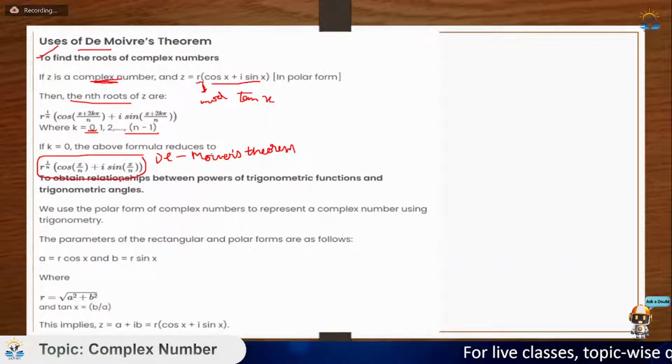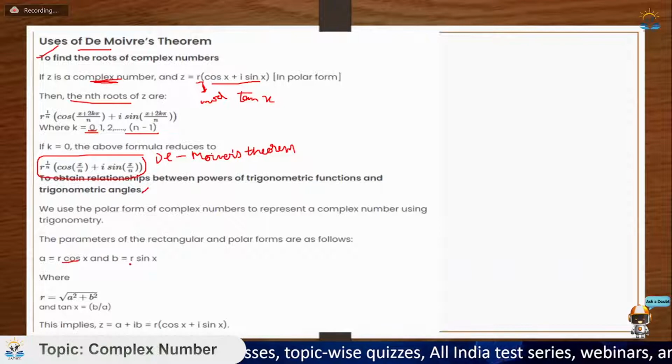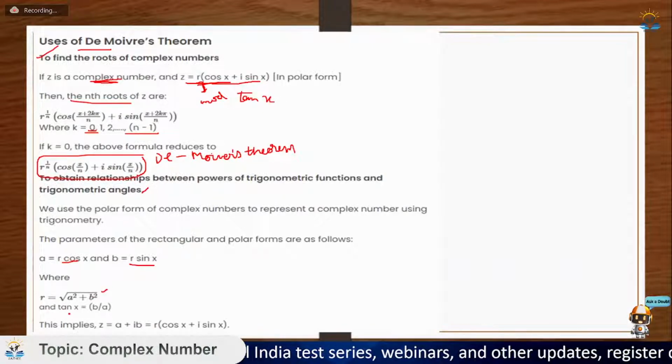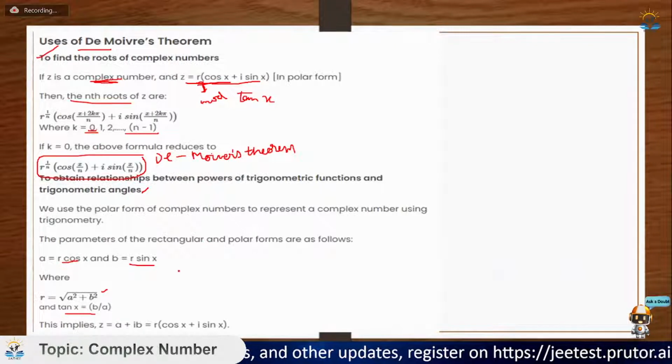Then secondly, to obtain relationships between powers of trigonometric functions and trigonometric angles. We use the polar form of complex numbers to represent a complex number using trigonometry, where let's say a is r cos x and b is r sin x. So r would be root of a square plus b square and tan x is b by a. From there, you will simply get your trigonometric angle, which is tan theta equal to b by a.